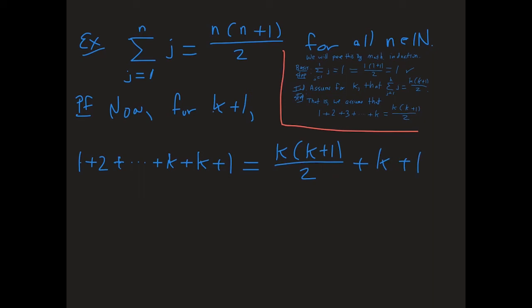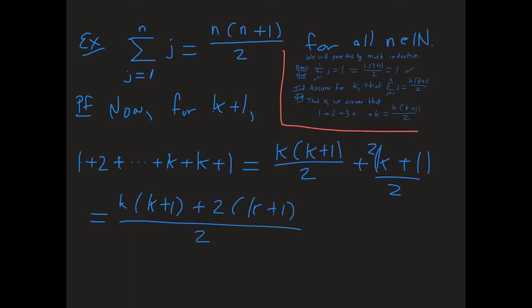And now it's just a matter of algebra, okay? Even less algebra than we had in the other example. So this is equal to, get a common denominator, would be 2 over 2, and then combine them all together, and we'll have k times k plus 1 plus 2 times k plus 1 all over 2, which is equal to k plus 1 times k plus 2 all over 2.